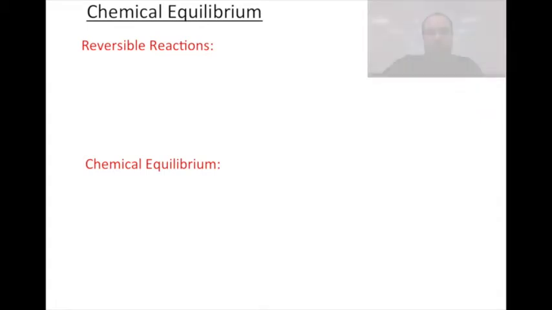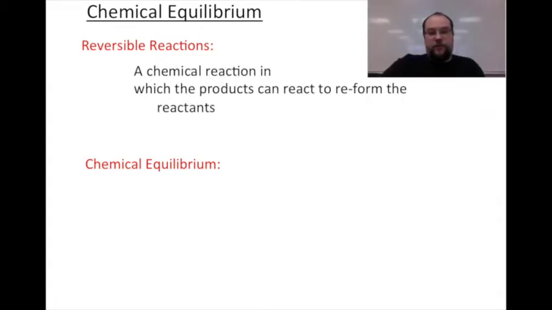First, a reversible reaction. That's a reaction in which the products can reform as a reactant. It seems like a weird idea. We haven't really talked a ton about that in class, but a great example would be ice melting. We have solid water and it turns into liquid water. At the same time, I can reverse that reaction and take liquid water and freeze it into solid water or ice. So ice can melt and water can freeze.